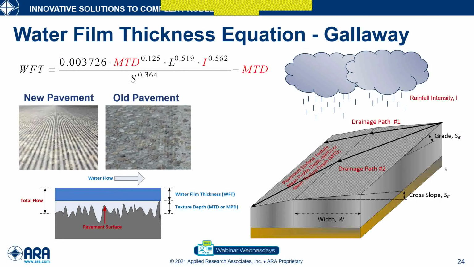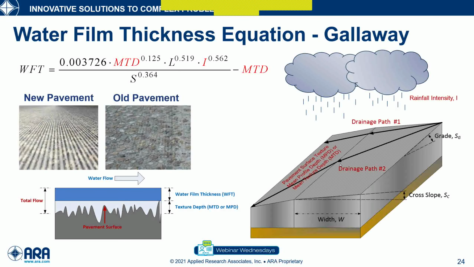So first of all, the cross slope and the grade work together to determine the drainage path. So for example, if the pavement has a higher cross slope and lower grade, the water is going to flow more laterally towards the side of the pavement, and it's going to drain relatively quickly. On the other hand, if the pavement has a higher grade and little to no cross slope, then the water is going to flow more longitudinally along the pavement, and it's going to take more time to drain, and that is depicted on the drainage path number 2.